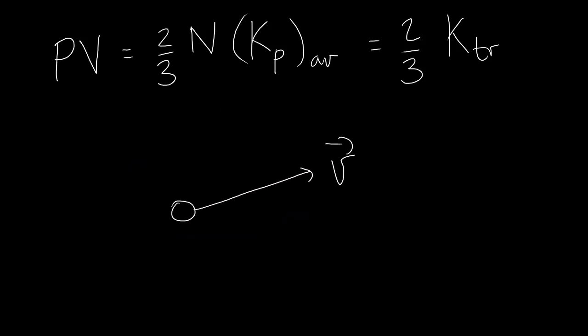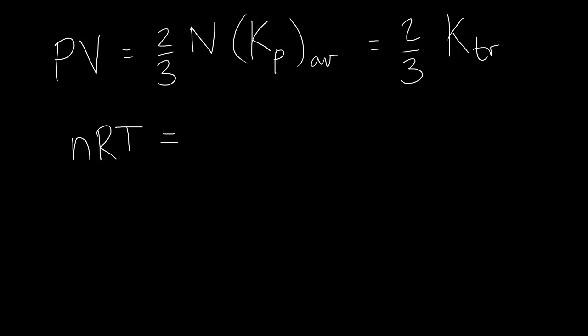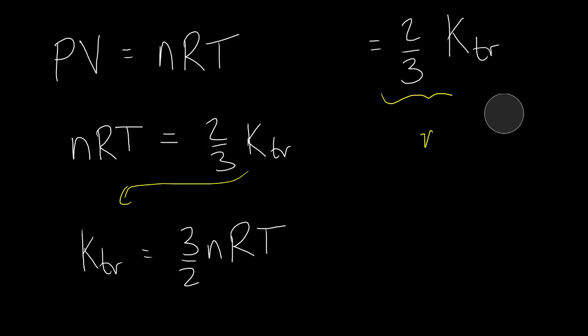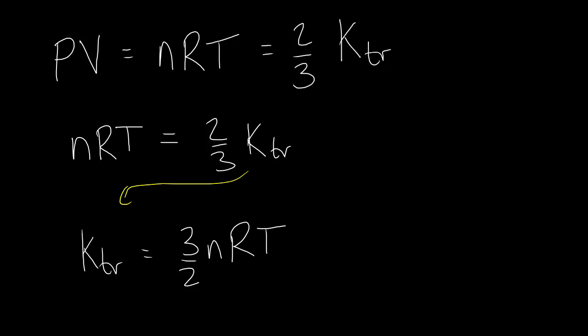Translational kinetic energy is due to translation, which is motion through space due to velocity. A monatomic gas consists of single atoms which only have translational kinetic energy. Returning to the derivation from PV equals 2/3 KTr, we obtain the ideal gas law if we set nRT equals 2/3 KTr, or KTr equals 3/2 nRT, since now PV equals nRT equals 2/3 KTr.